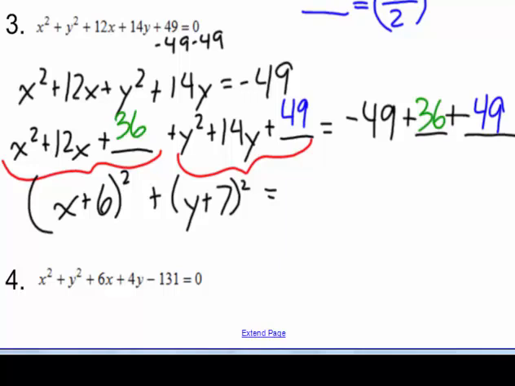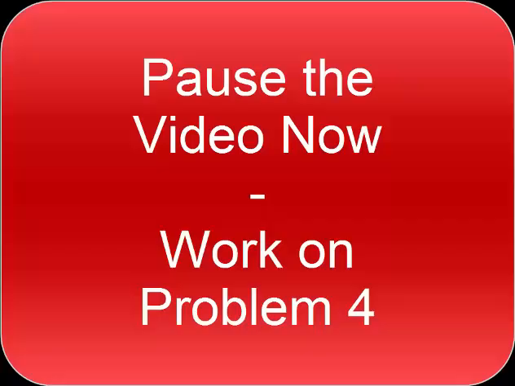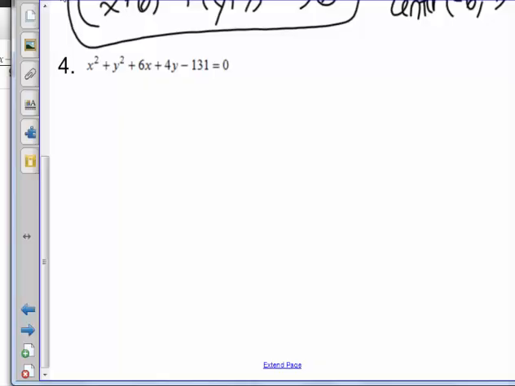And then on the right side, we just have some numbers. Negative 49 plus 36 plus 49. Those 49s are going to go away. And now we have standard form. Negative 6, negative 7. That is why it is useful to be able to go from general to standard, because now we have a center and we could graph this circle. Add 131 to both sides. So then what do you do?